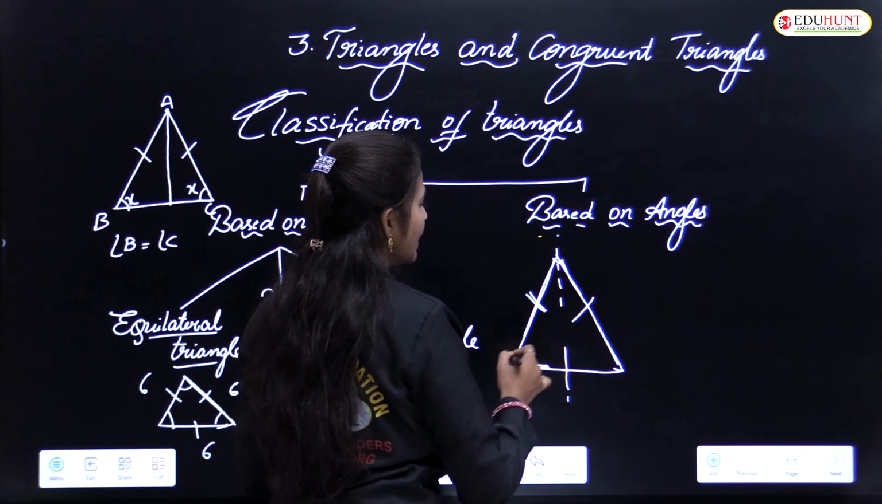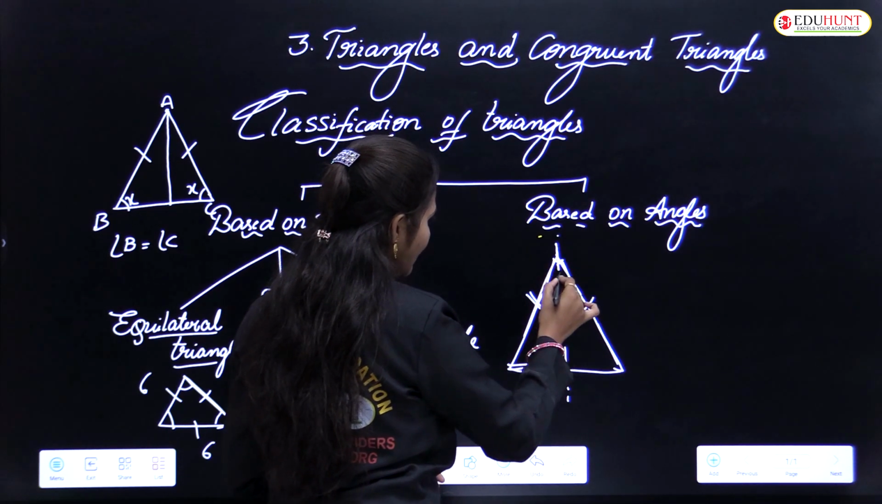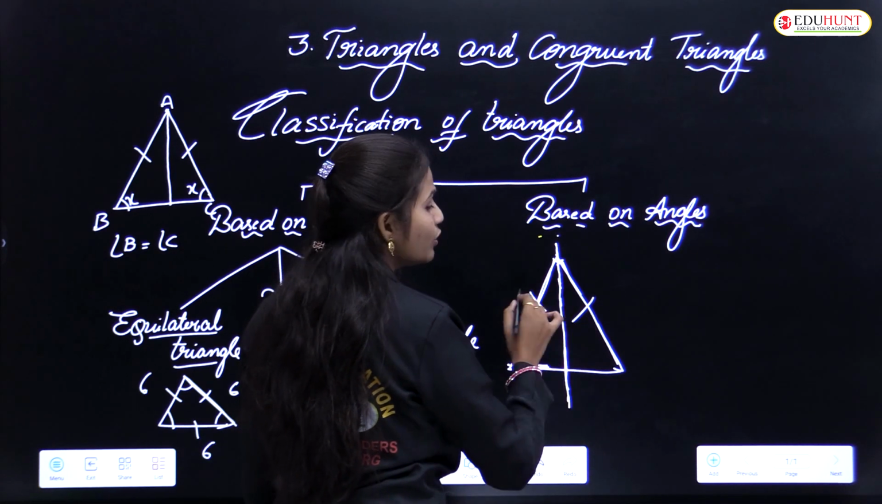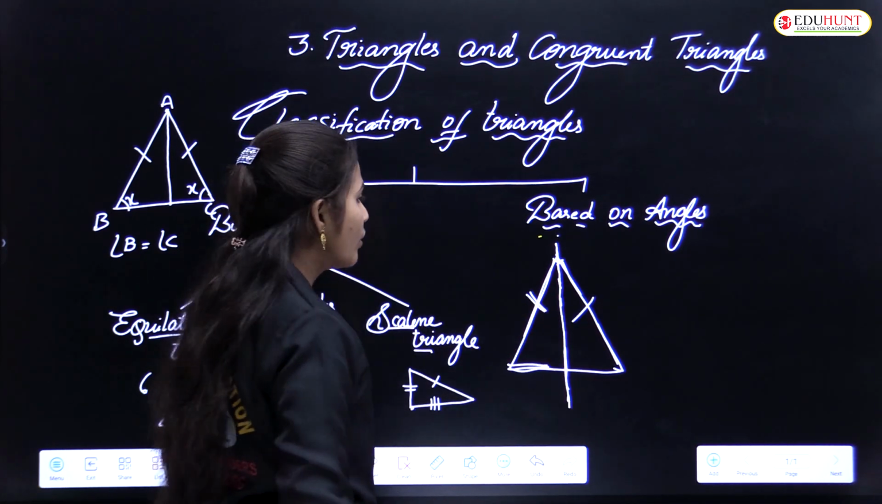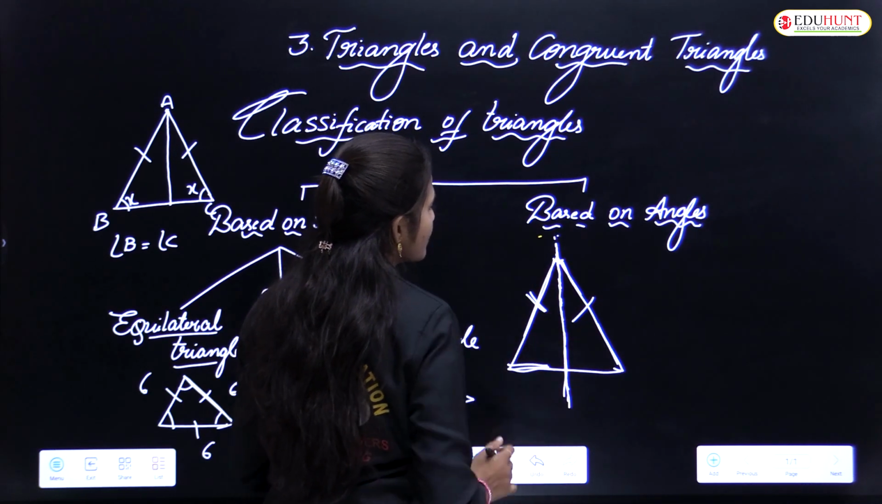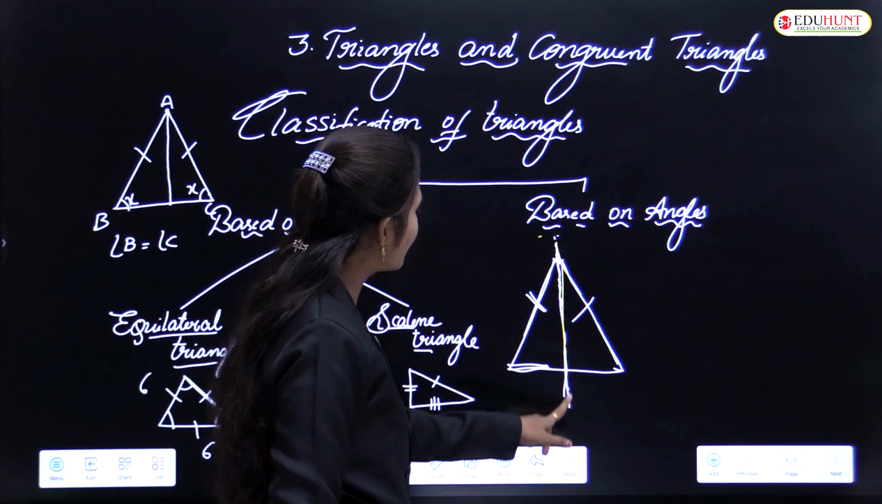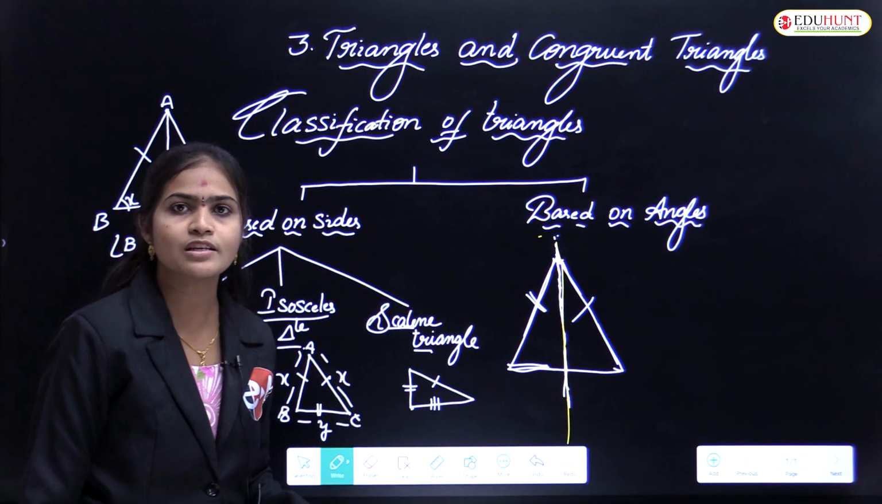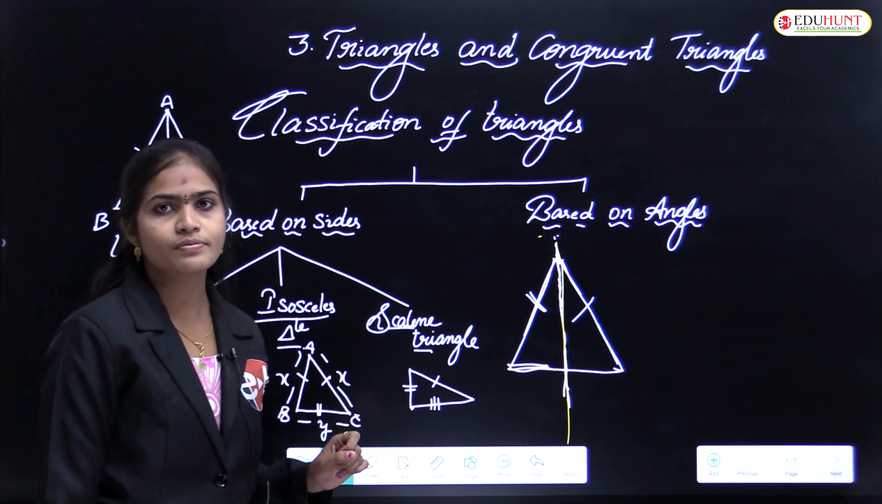Which two sides are equal, and the angle, or the vertex, which lies in between the two equal sides, that line of symmetry passes through that vertex only. So here only one line of symmetry is possible. So an isosceles triangle has how many lines of symmetry? Only one line of symmetry.